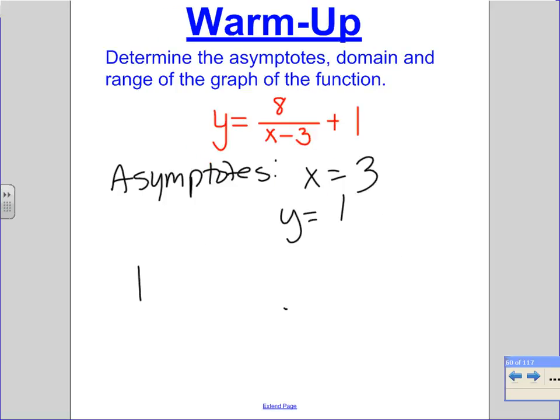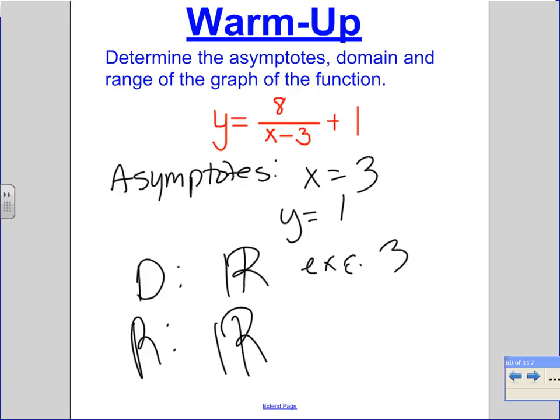So if we go down to domain and range, domain is all real numbers except 3. And I'm just abbreviating here. Range is all real numbers except 1. So you guys basically said the same thing. Remember, x is always the opposite of this, and this is always the y asymptote. So it's always the restrictions. Remember, the graph is going to get really, really close to it, but it's never going to touch it.